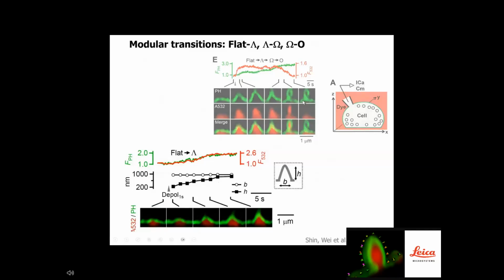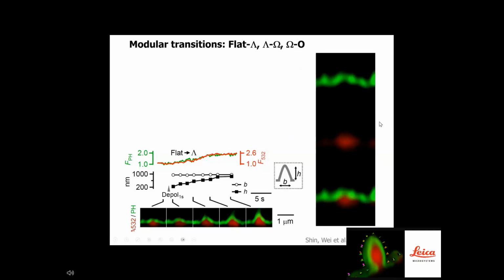We found that this thread to run transition is composed of three modular steps. One is the thread to lambda, lambda to omega, and the third one is the omega to O transition. This example shows you the thread to lambda transition, shown here in this real-time video. You notice that there was some spike pulling, so there's a force that is pulling the membrane inward, and you can see the growing of the lambda shape.